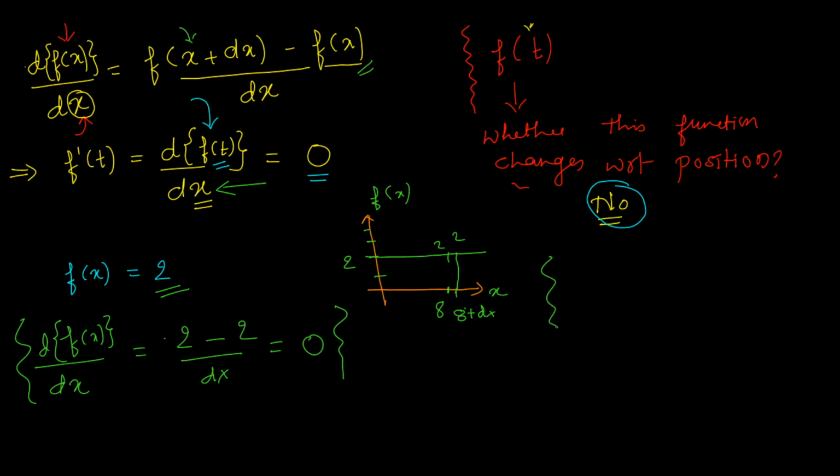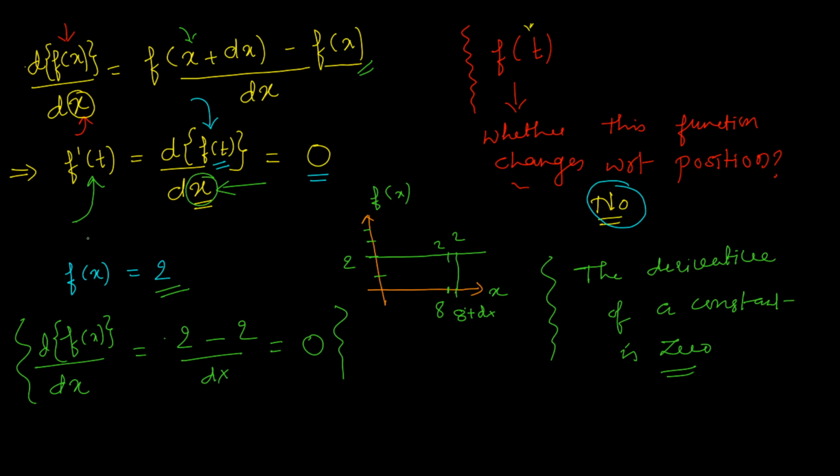Or in the simplest way I can say this, the derivative of a constant is 0. Derivative of a constant is 0, right? But wait, you must be thinking, are you trying to tell me that f of t, the function, is a constant? No, that's not a constant function. But with respect to x, yes, it is constant, and that's why it is 0. I hope you understand, right?